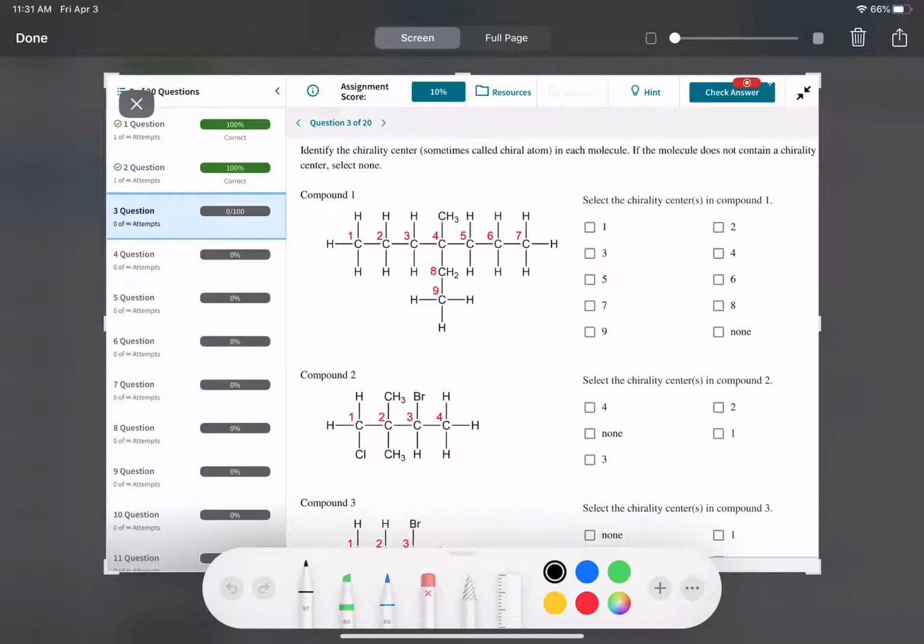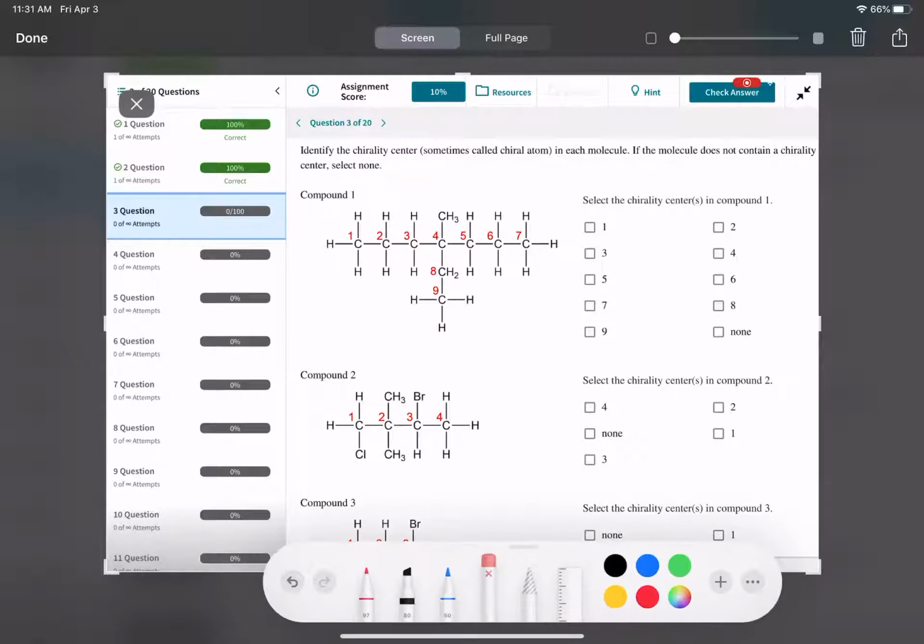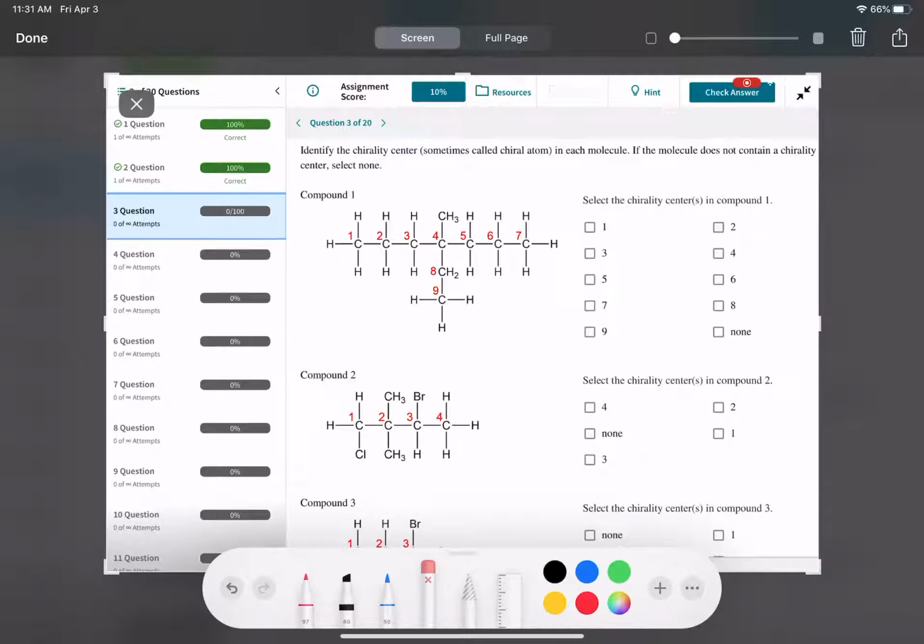So let's just review how we're going to go about finding chirality centers. When we look at a carbon atom, if it has 3 hydrogens on it, it is not a chirality center. Remember, a chirality center is a carbon atom that has 4 single bonds to 4 unique things. So if you have 3 hydrogens, that's not going to be a chirality center. Or if you have 2 hydrogens, also not a chirality center, 2 of the same thing. 2 hydrogens, 2 hydrogens, 2 hydrogens, 3 hydrogens, all of these are not chirality centers.